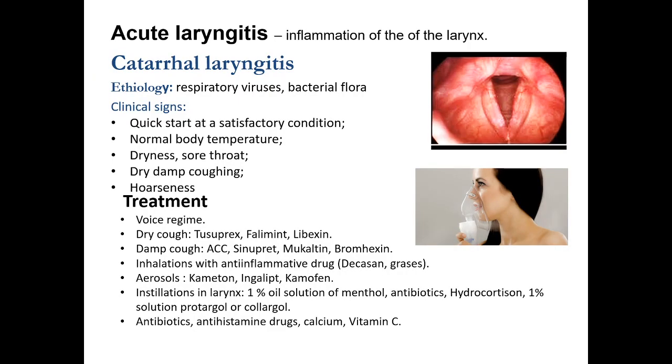Acute laryngitis, inflammation of the larynx. Catarrhal laryngitis, etiology: respiratory viruses, bacterial flora. Clinical signs: quick start with a satisfactory condition, normal body temperature, dryness, sore throat, dry or damp cough, hoarseness. Treatment: voice regime. Dry cough: Tusuprex, Falimint, Libexin. Damp cough: ACC, Sinupret, Mucaltin, Bromhexine.